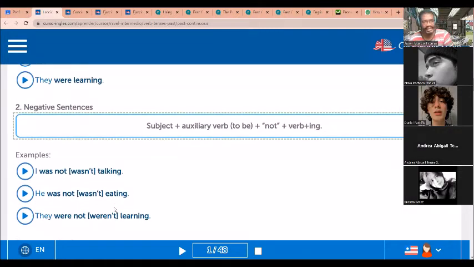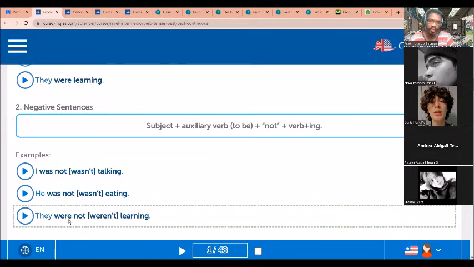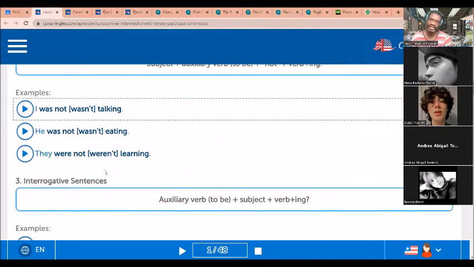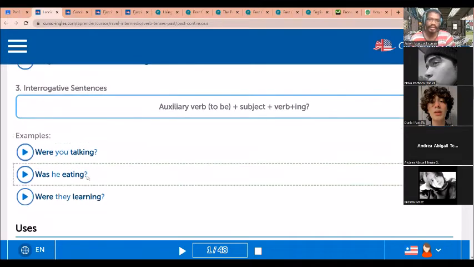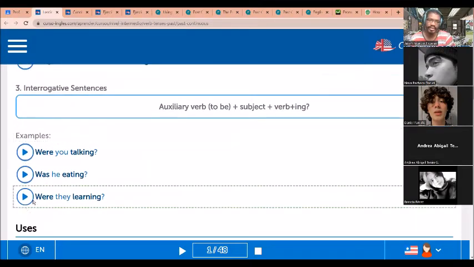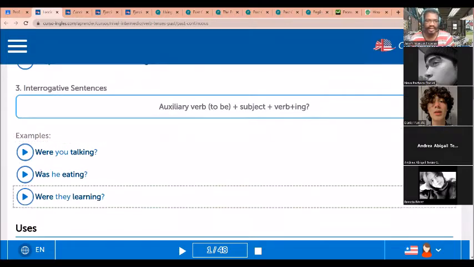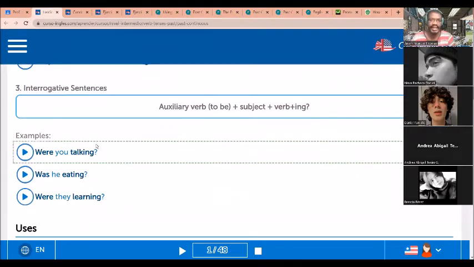If it's the negative form, then you need the negative form of our helping verb. So the auxiliary to be will be was not or were not, wasn't or weren't if it's contracted, then our ing. And then for question forms, you can use your auxiliaries. You'll also see some sentences with the question words like what, how many, etc. Then your helping verb, your subject, and your ing. Right? So that's your form. That's how you should use it.